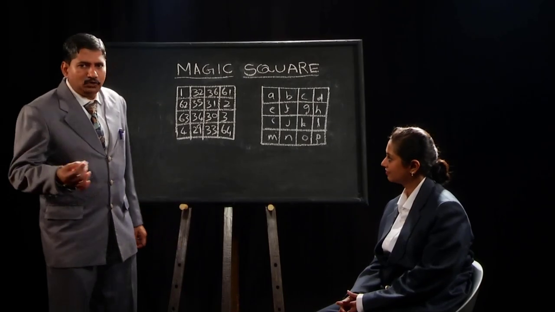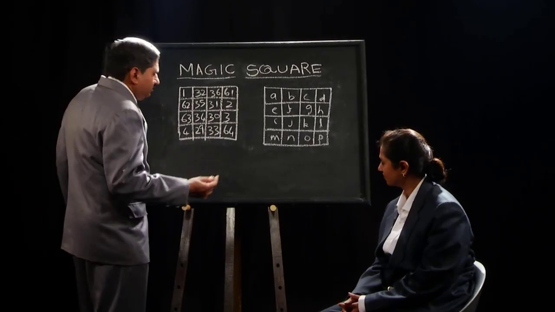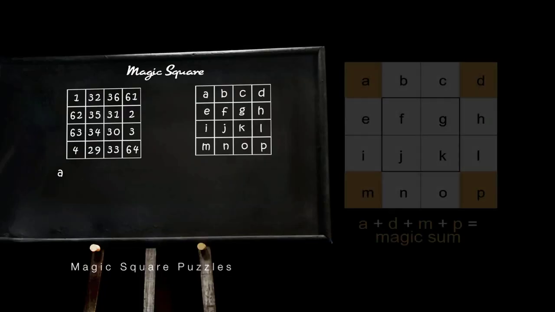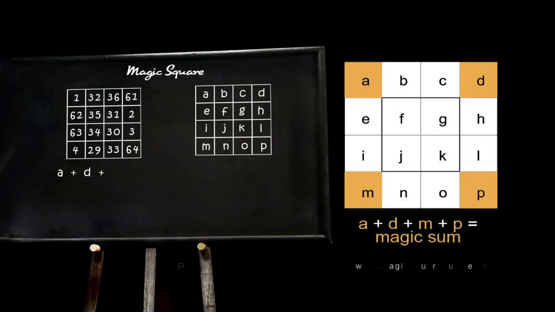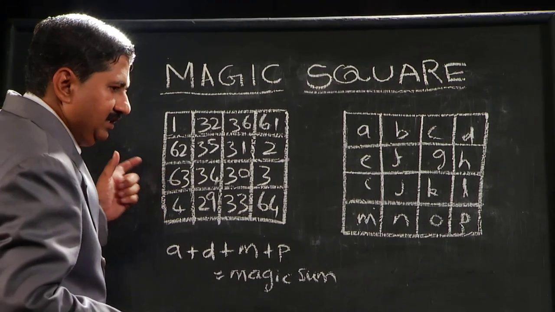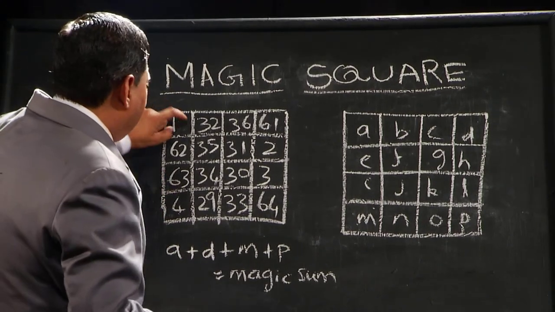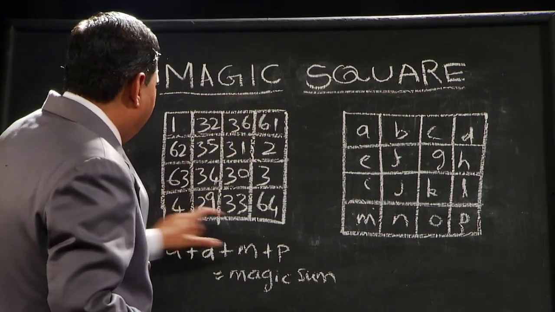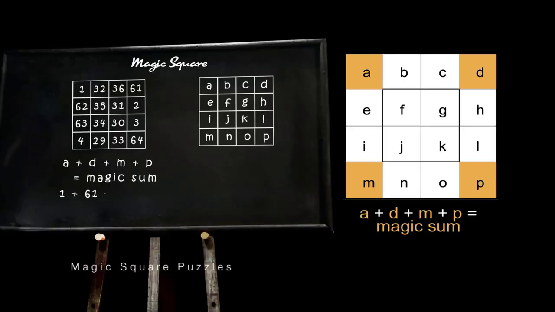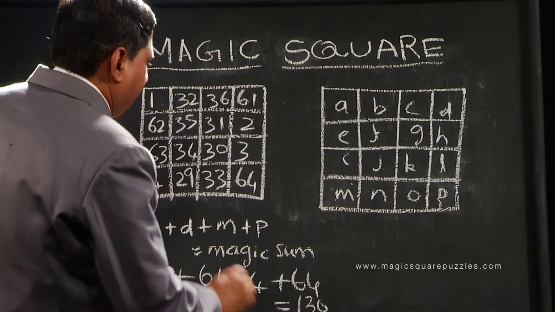Now we will see some more rules also. We are using all these rules to solve the magic square puzzles. Okay, one more rule. That is A plus D plus M plus P. That gives you the magic sum. What is the magic sum? Magic sum is 130 in this. A, D, M and P is equal to 1 plus 61 plus 4 plus 64, which is equal to 130. Okay, this is one rule.